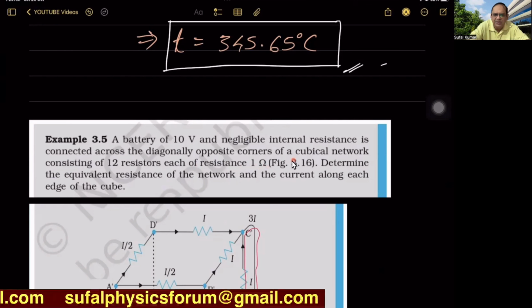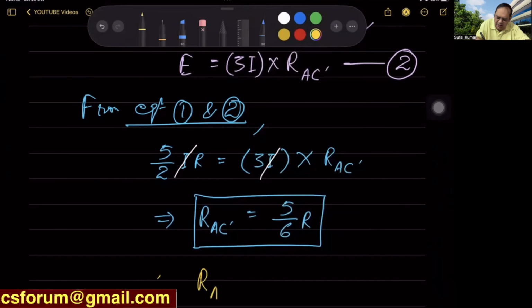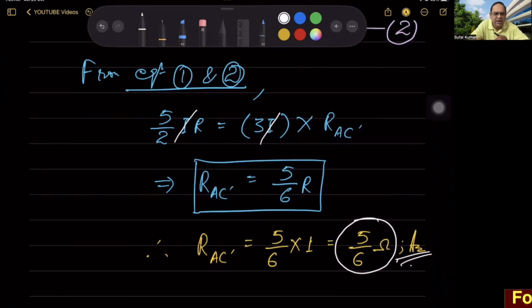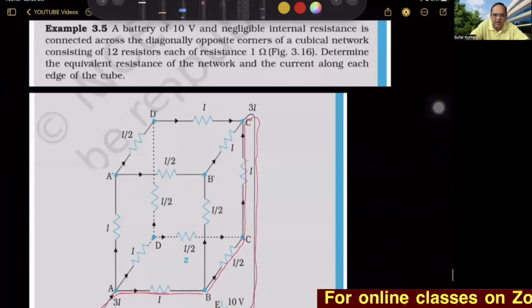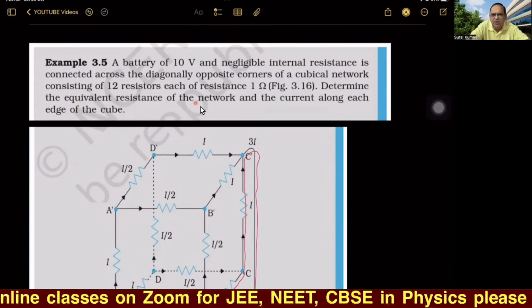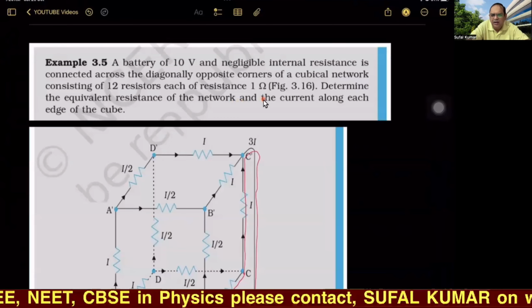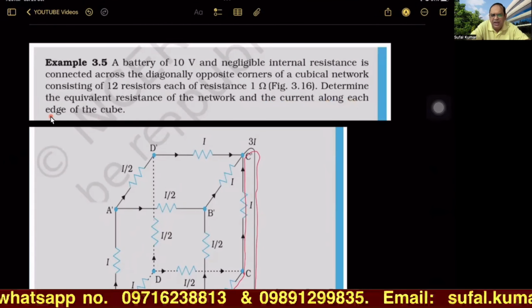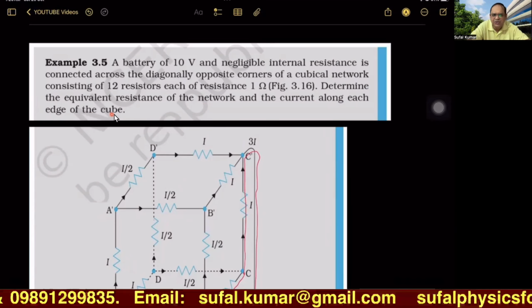So capital R is given. Therefore, R_AC' is equal to 5 by 6 into 1, that means 5 by 6 ohm. So hence it is done. Now, as we can see here in the question, determine the equivalent resistance of the network, and second part, the current along each edge of the cube.